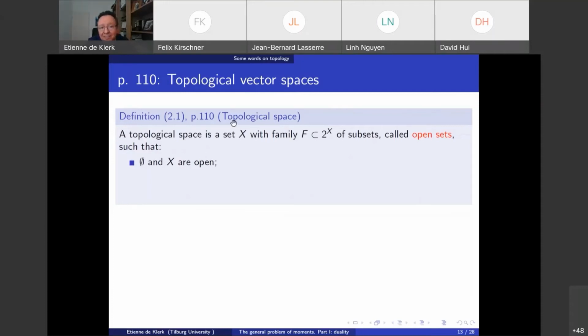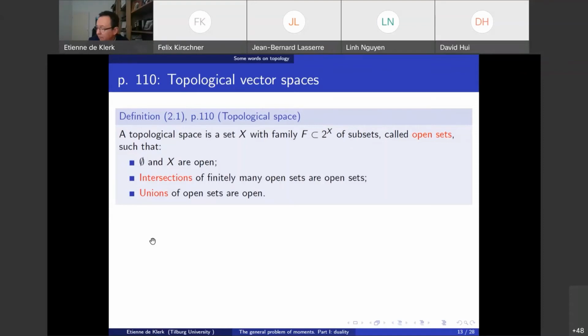So essentially, a topological space is just a vector space or a space where we have a concept of open sets. So basically, we are given a set X with a family of subsets. This family is denoted by F, and we call this family the open sets. And this family must have the property that the empty set and the full space are open sets, that intersections of finitely many open sets are open sets, and that any unions of open sets are again open.